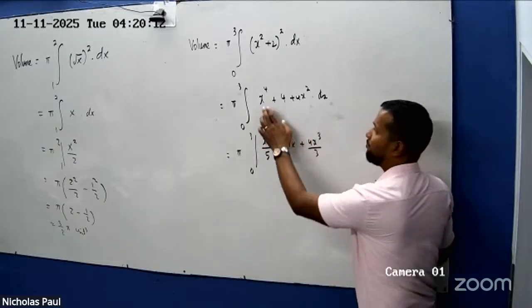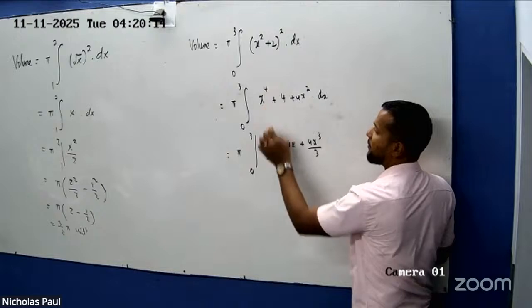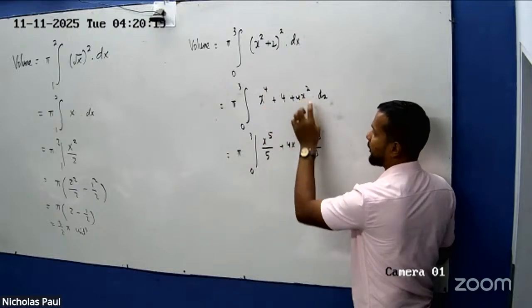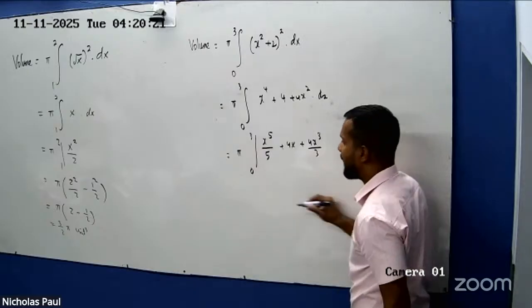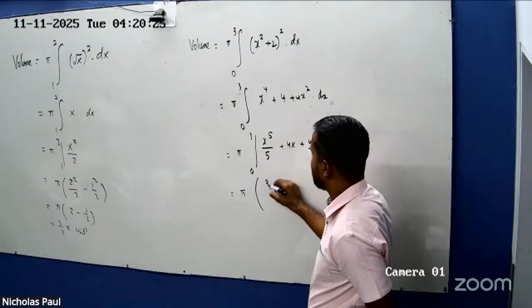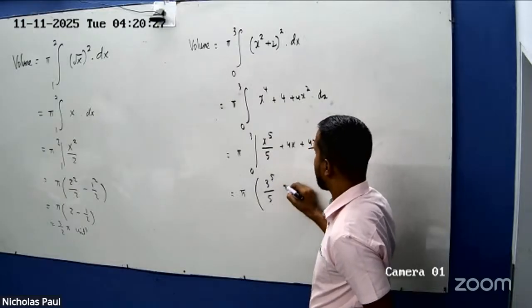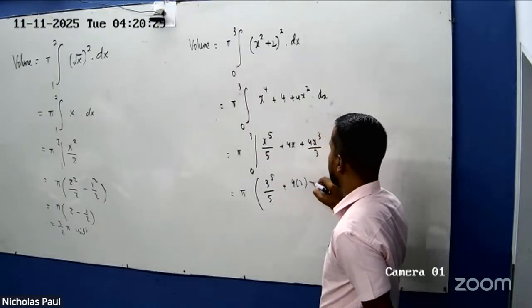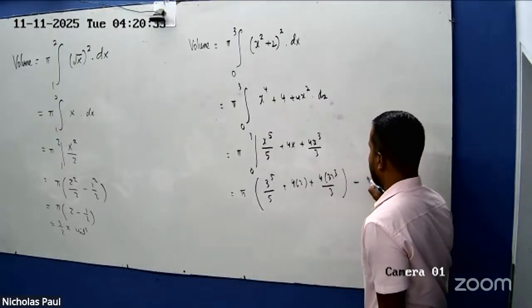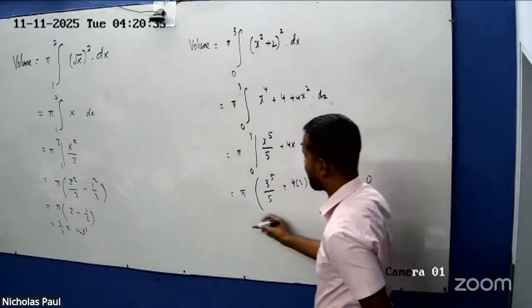Right, so this will be x to the 5 on 5, plus 4x cubed on 3. And then you plug in your values. You'll get 3 to the 5 on 5 plus 4 by 3 cubed on 3, minus 0, right? You don't have to work on the last part.